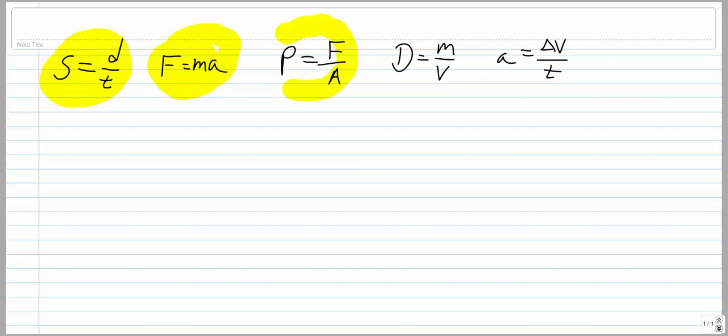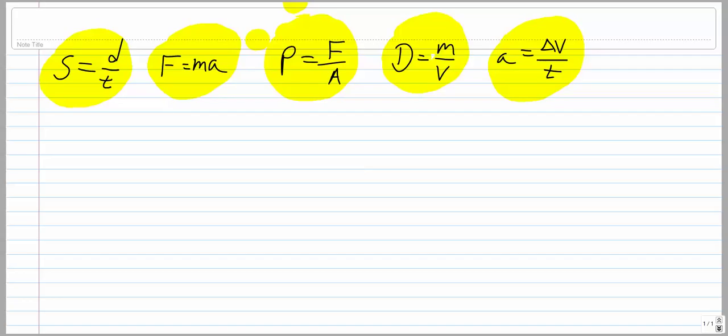This equation relates force and area into pressure. Pressure equals force over area. This equation is density equals mass divided by volume. Maybe you guys have heard some of these before. And then this one is the formula for acceleration. Acceleration is the change in velocity over the change in time. There are plenty of other equations that we have to teach you in science, but these are the ones that we use with the 9th graders.